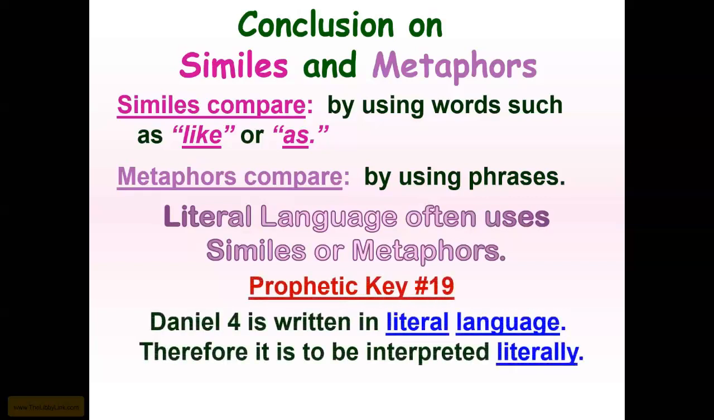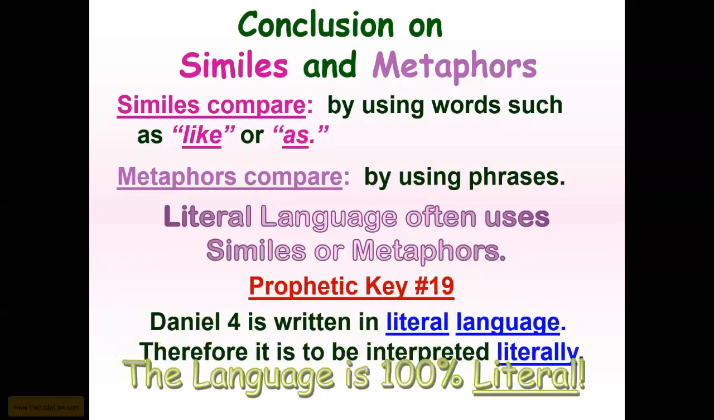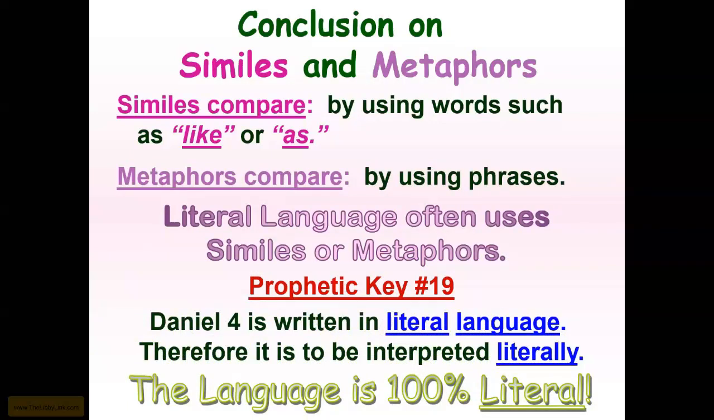And do remember this prophetic key number 19, that Daniel 4 is written in completely literal language. Therefore, it is to be interpreted literally. So what is the conclusion for point number 1? The language of this vision is 100% literal. Note, there is literal language in symbolic visions as well to carry the thoughts of the symbols. But when there is only literal language, then we know everything about the vision must be interpreted literally.